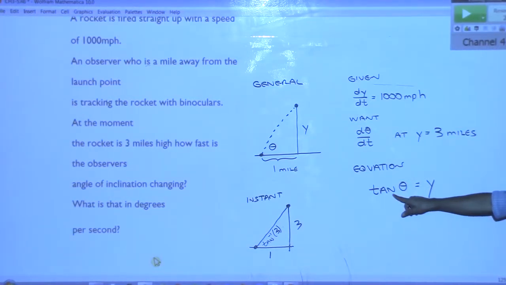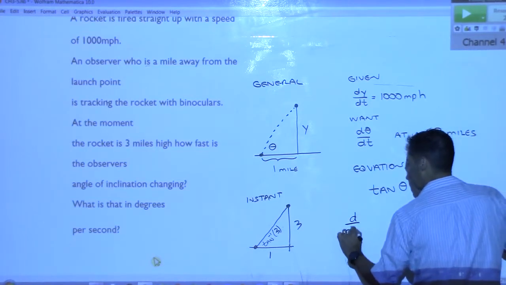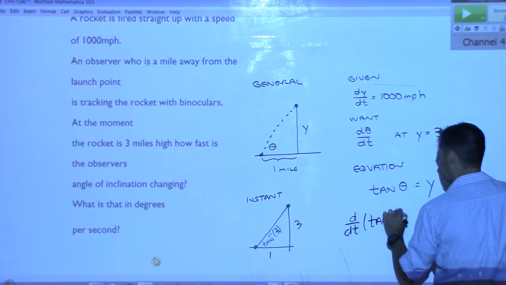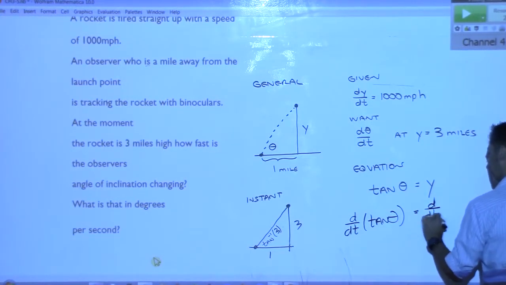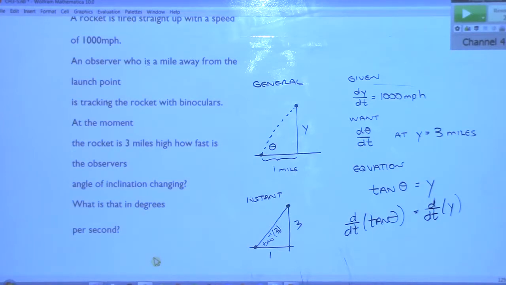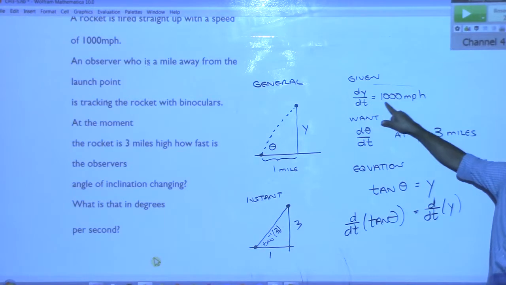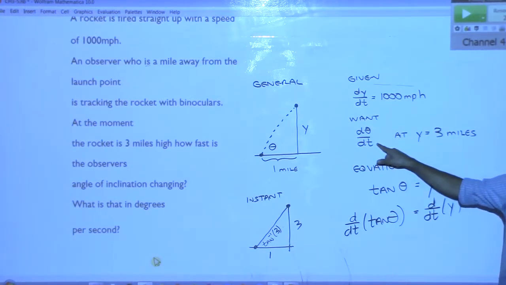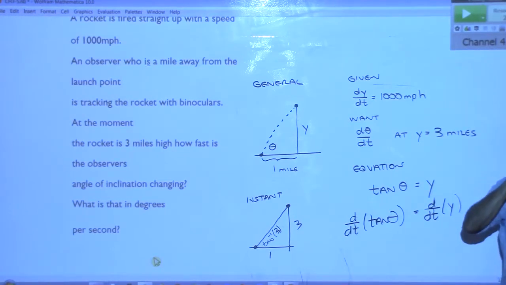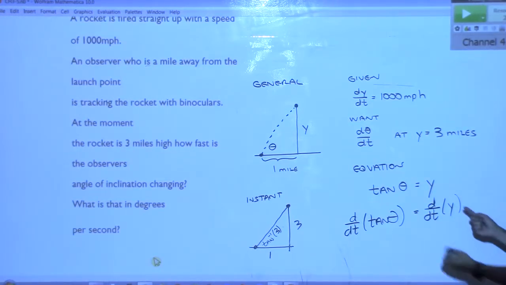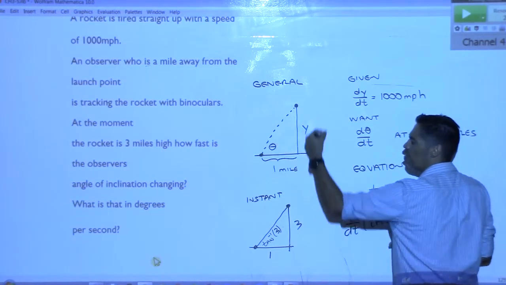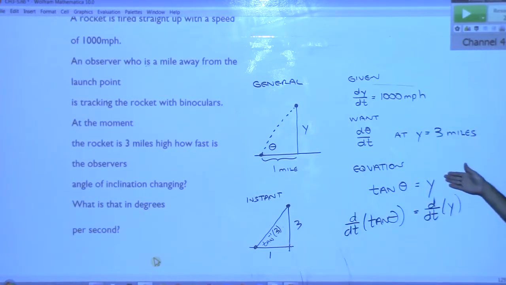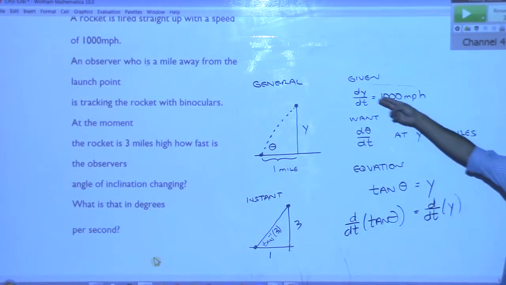We have to differentiate the tangent function, right? Which would be secant squared, right? So I'm taking the derivative with respect to time on the left side, and I'm taking the derivative with respect to time on the right side. Now remember, the reason we came up with this equation that had theta and y in it is that I'm given how fast y is changing with respect to time, and I want to know how fast theta is changing with respect to time. Remember, we want to know how fast the observer's angle of inclination is changing. So we came up with a relationship between theta and y using this triangle, tangent theta is y over 1. And then if we differentiate it with respect to time, we should get these two things to pop out.